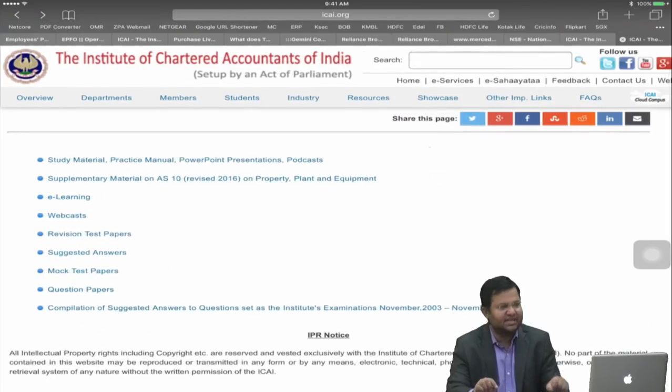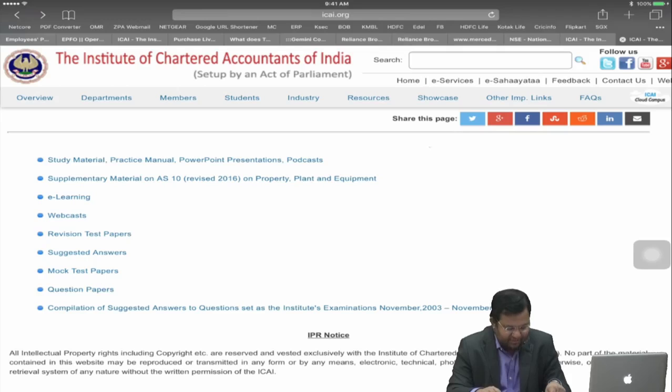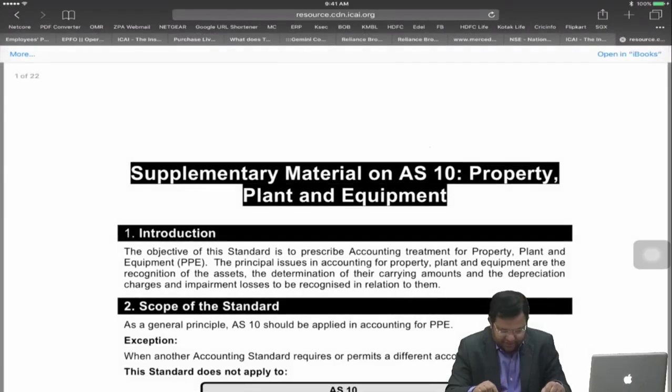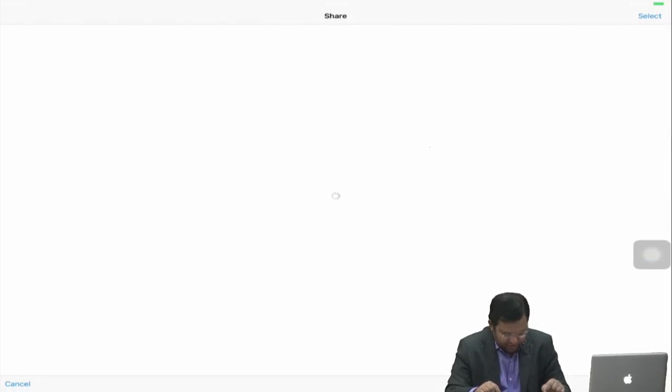On ICAI's website, go to Students, go to Board of Studies Knowledge Portal, within that IPCC, within that Group 1 Accounts, and within that you will find the supplementary material on AS10. This is the one that you are supposed to take, or if required, let me put it up in your Telegram group, so you can share it also.